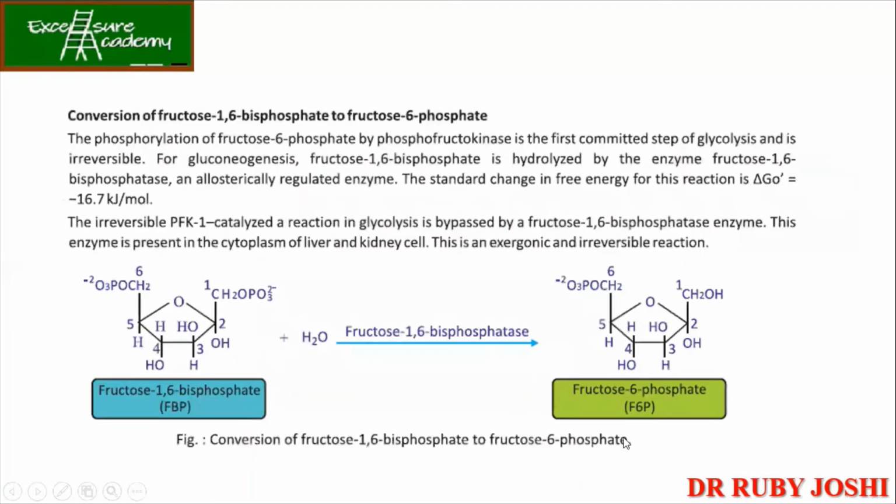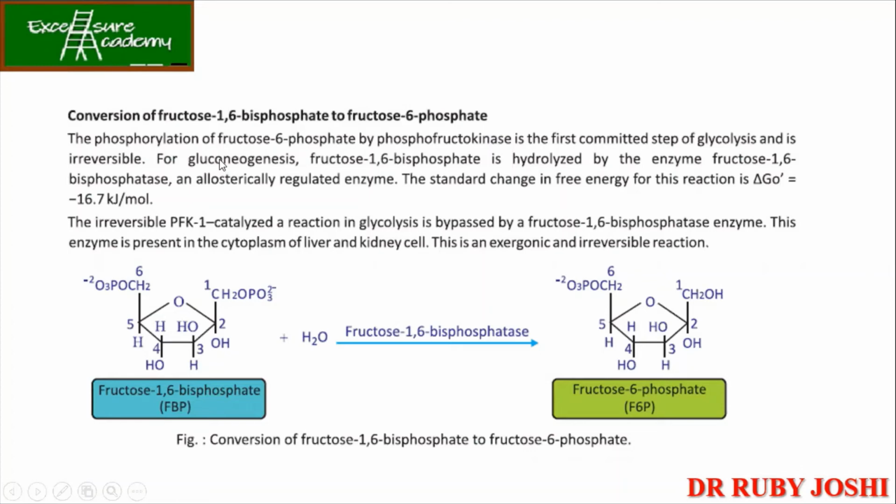Yes, ma'am. Now, conversion of fructose 1,6-bisphosphate to fructose 6-phosphate. So as I said, ये आपका PFK1 ने किया था, phosphofructokinase ने किया था, right? So we need to reverse it. ये आपका irreversible reaction है. So that's why you need another enzyme. So the phosphorylation of fructose 6-phosphate by phosphofructokinase is the first committed step of glycolysis, and it is irreversible. So for gluconeogenesis, fructose 1,6-bisphosphate is hydrolyzed by the enzyme fructose 1,6-bisphosphatase. So hydrolyze हुआ है. So it means water molecule is being added.